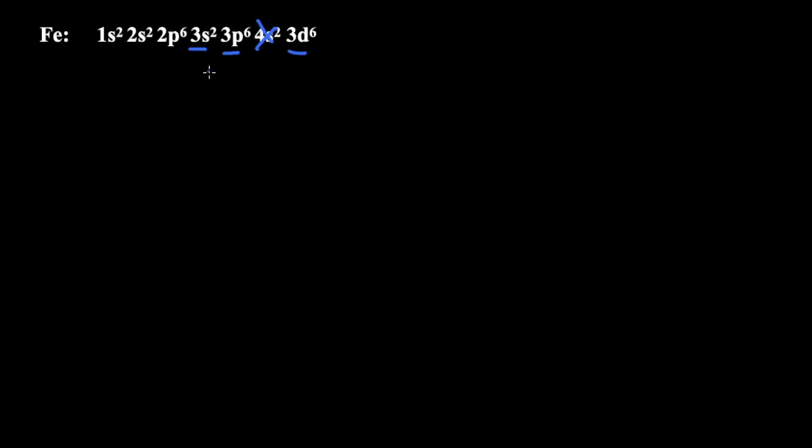And so what I'm going to do is I'm always going to pull from the D, and then I'll pull from the P, and then I'll pull from the S. And so if I want to remove 1 more electron, I'm going to remove an electron from the 3D orbital. And so this goes from maybe 3D6 to 3D5, and this will be the electron configuration for Fe with the +3 charge. And so that's going to look like this.